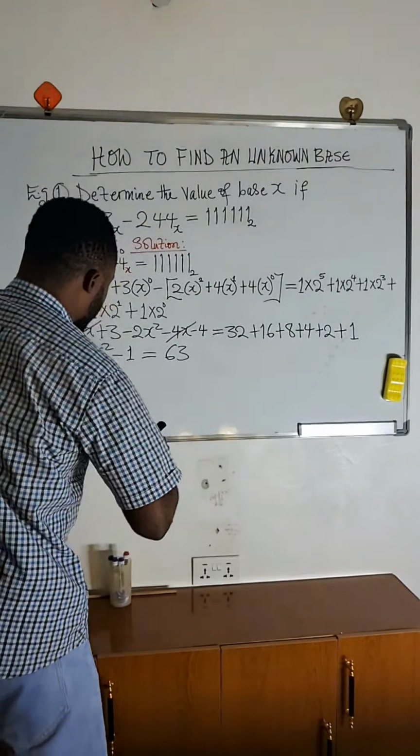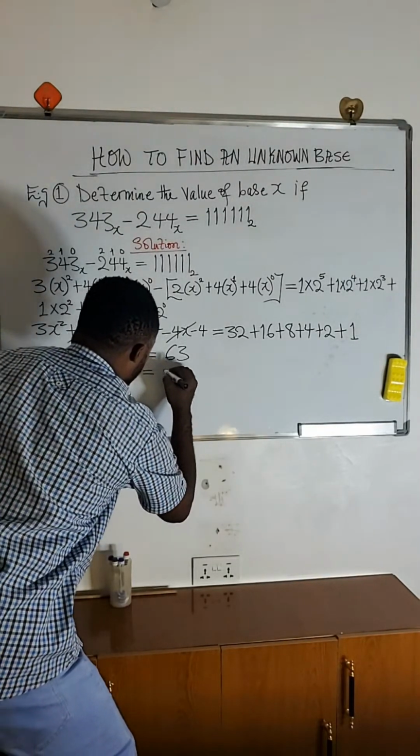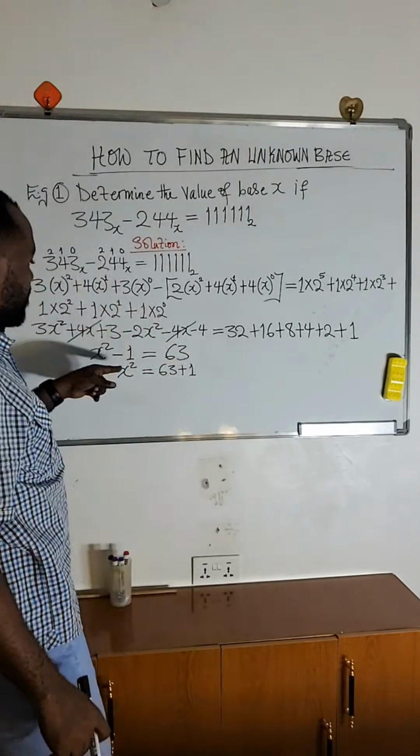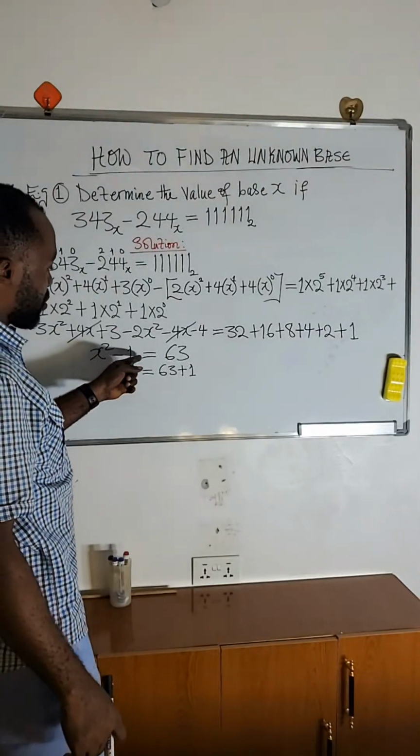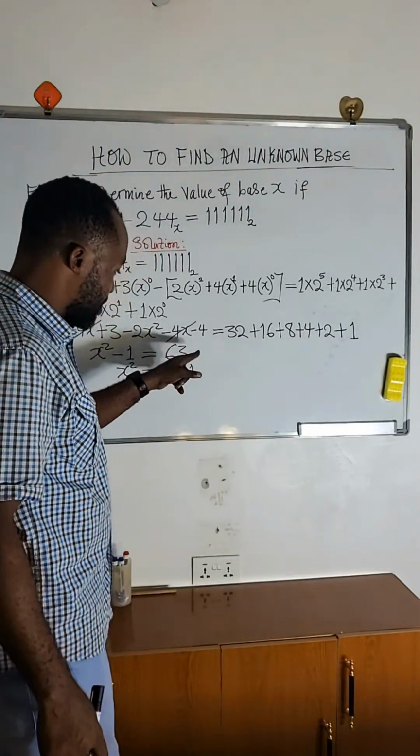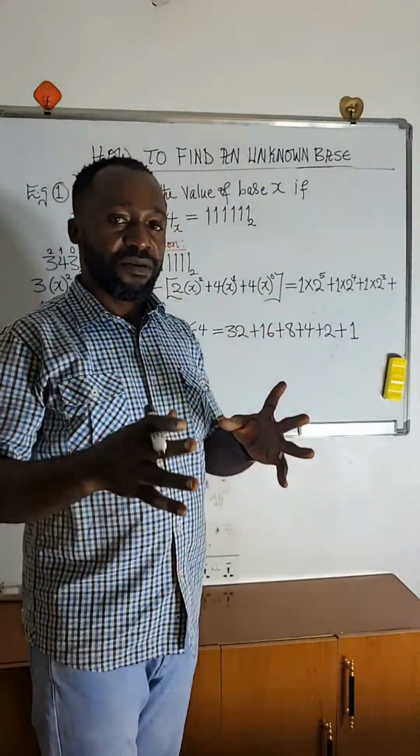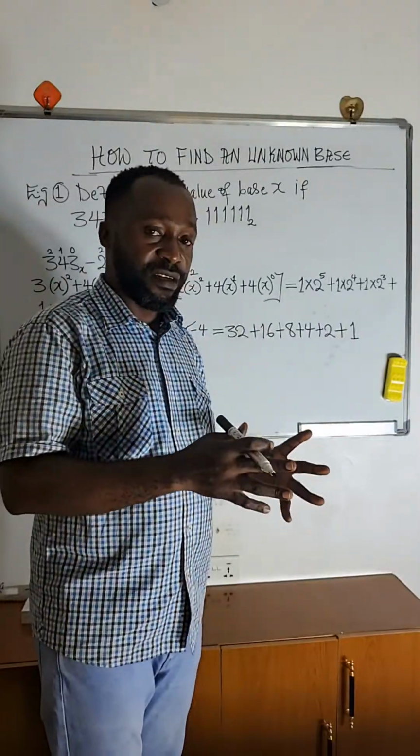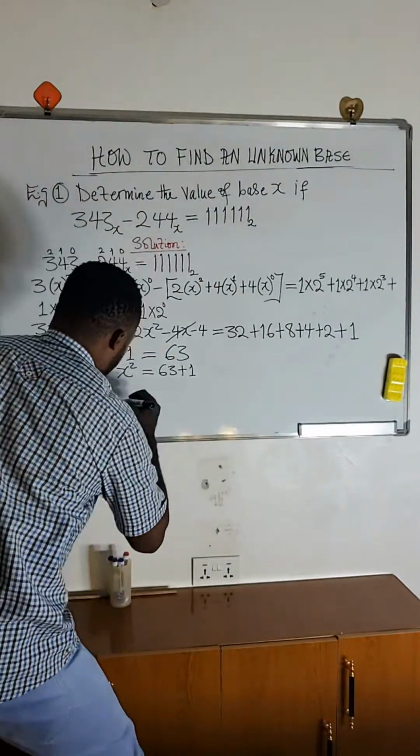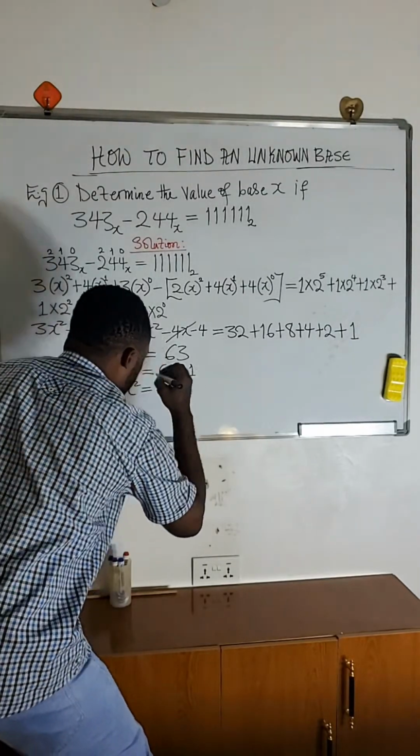The next thing is just to collect like terms. The next step, you have x squared equals 63 plus 1. Now, how do we get plus 1? Minus 1 crosses the equality sign from the left hand side to the right hand side to become plus 1. Anytime any variable crosses the equality sign to any side, the sign changes. Take note of that. So, it therefore means that x squared equals 64.